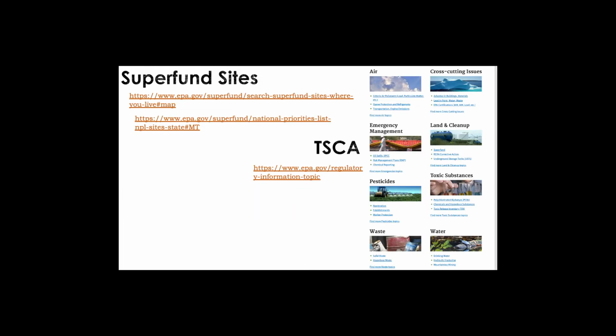And so there is a great map that you can look at of the Superfund sites, as well as a list under TSCA for the different types of substances that you may need to have even further rules or regulations when they're on the nasties list.